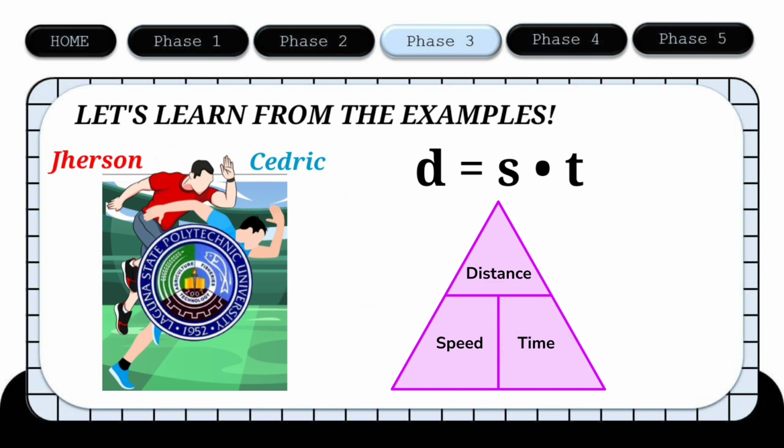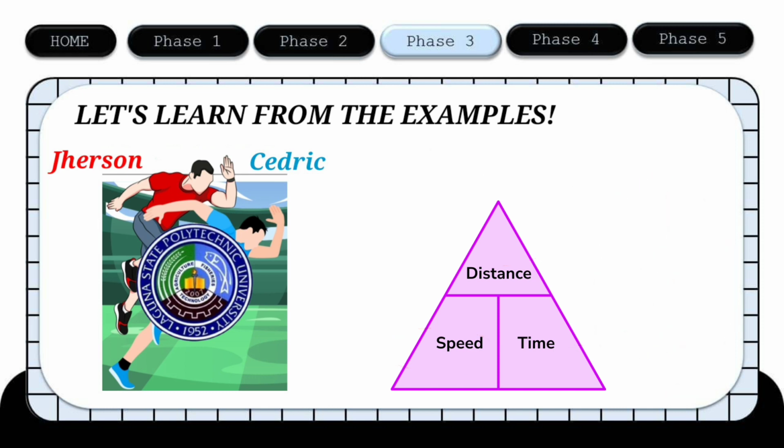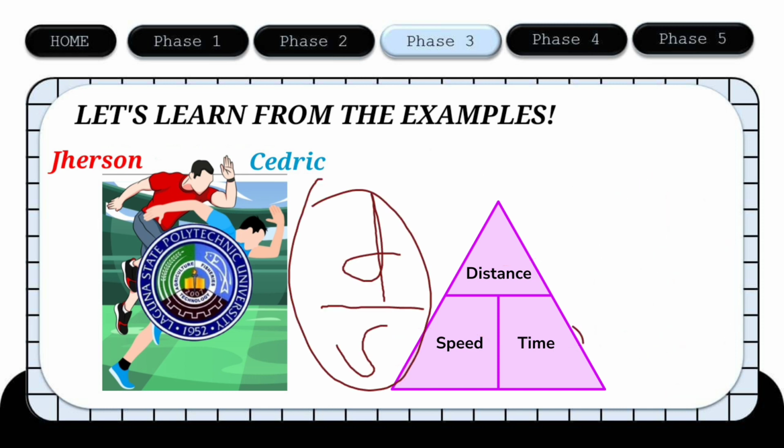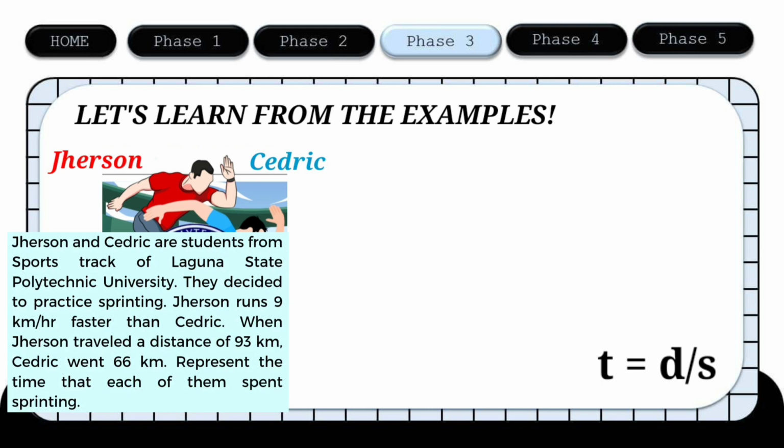Kung hinahanap naman natin ay speed, edi syempre ang gagamitin natin ay distance over time. But in this problem, we are going to use distance over speed since time ang hinahanap natin. So, malinaw na sa atin kung ano ang ating gagawin, mag-represent ng rational function, and meron tayong given. So, para mas madali nating makita yung given, gumawa tayo ng table.